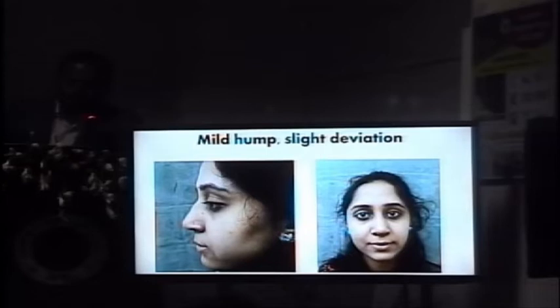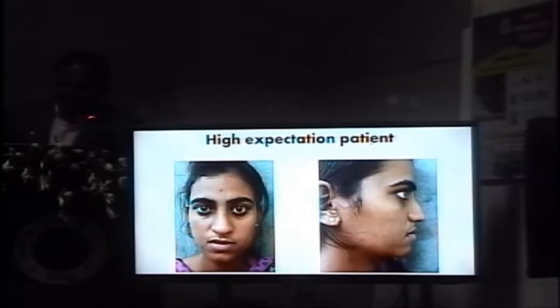So this patient came to me saying that she is having a hump, a very mild hump. She may not require rhinoplasty, but still she has come for rhinoplasty. So I avoided this kind of patient. One more case, she is having high expectations. She is having facial asymmetry and she wants the facial asymmetry to be corrected by rhinoplasty, which is not possible.